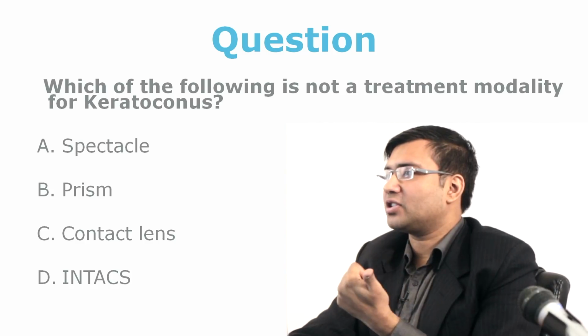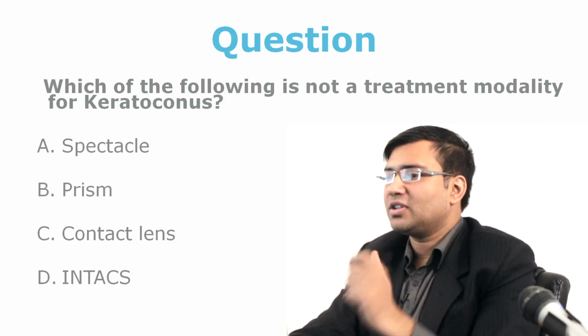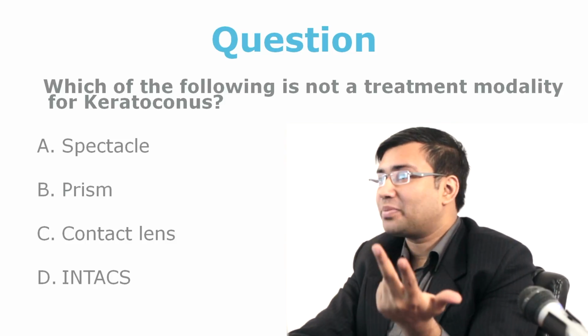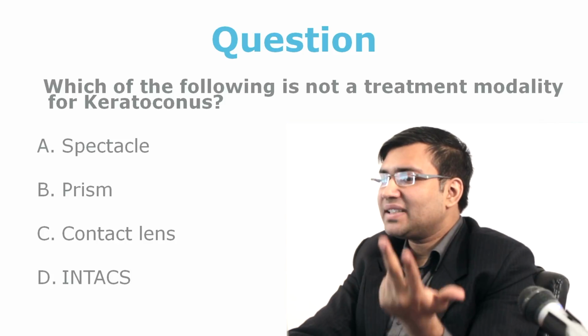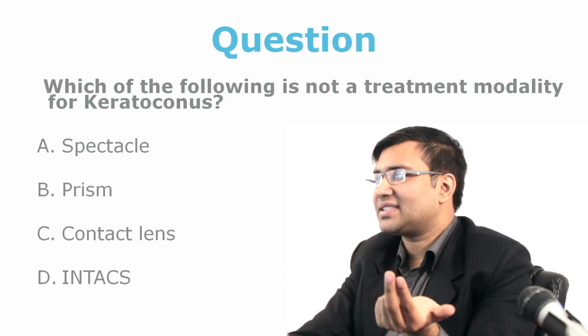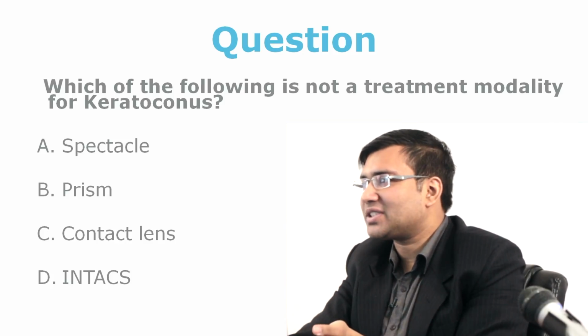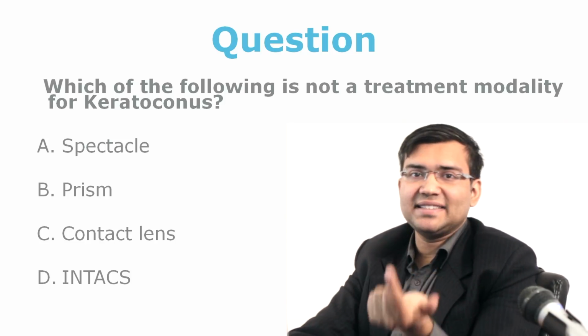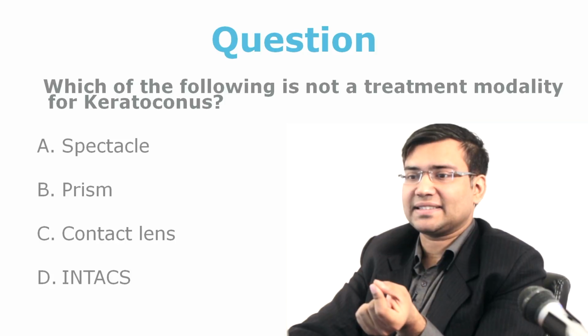Now we come to the question that we gave you. Which of the following is not a treatment modality for keratoconus? Now you can solve it in one go. Spectacle, yes, this is the first one. Prism, no, prism cannot be given. Prism is given in squint patients, okay, not in a keratoconus patient. See, contact lens, yes, contact lens can be given, and these are customized contact lenses. And fourth is the intacs. Intacs are the intracorneal ring segments.